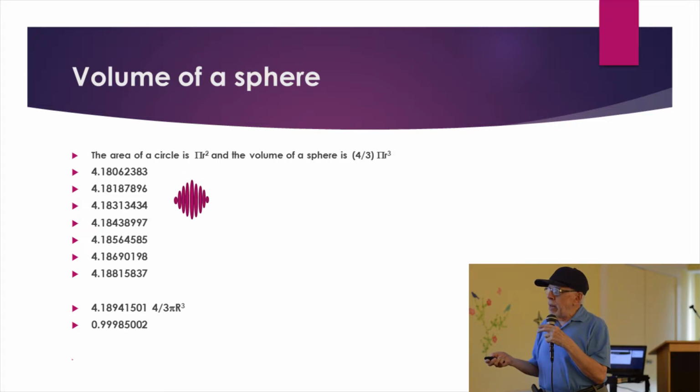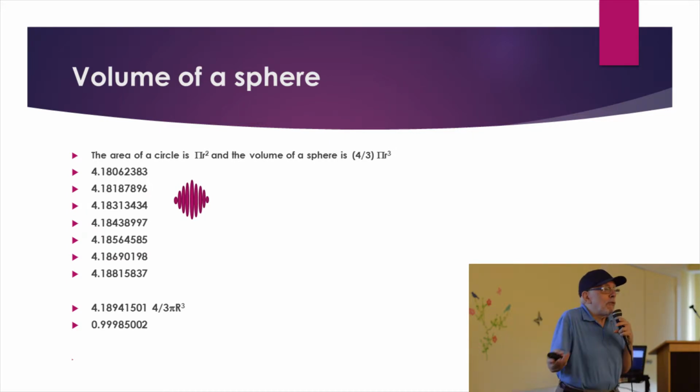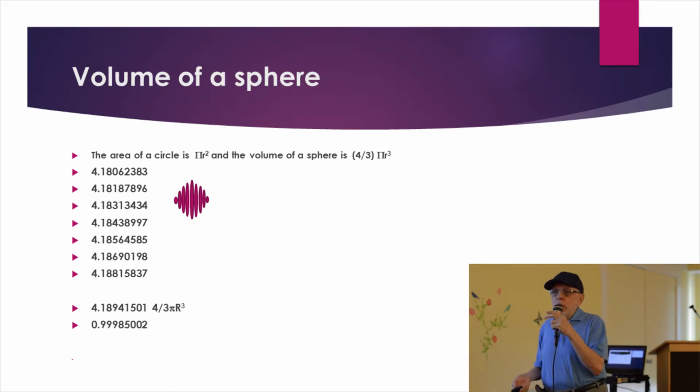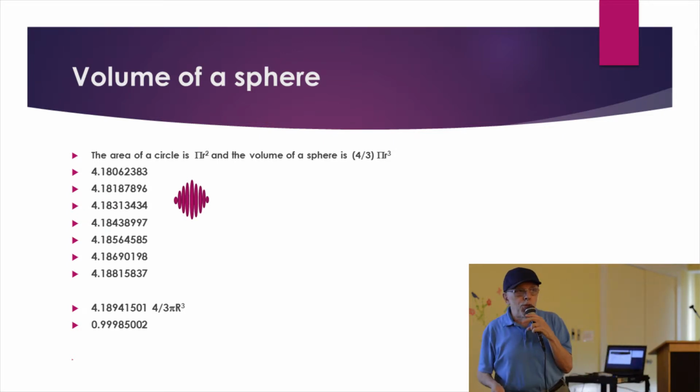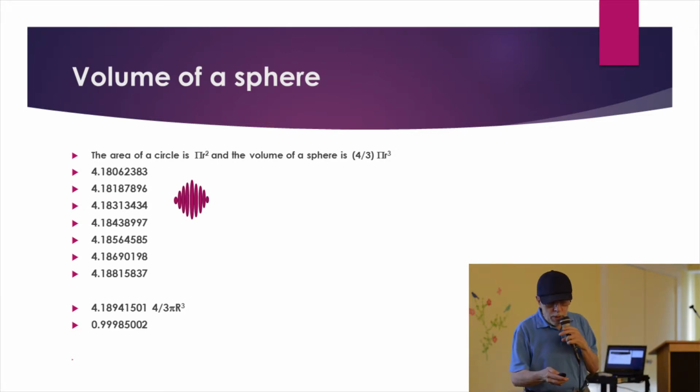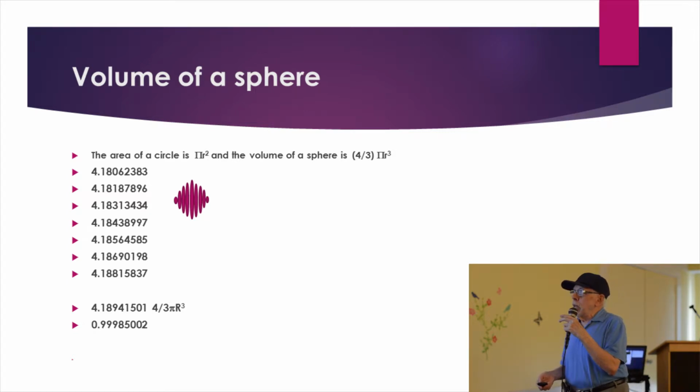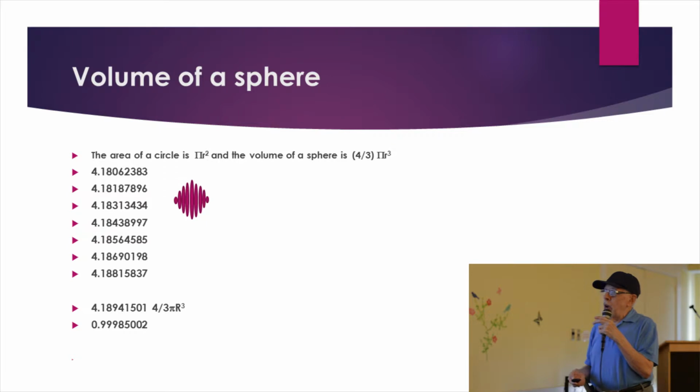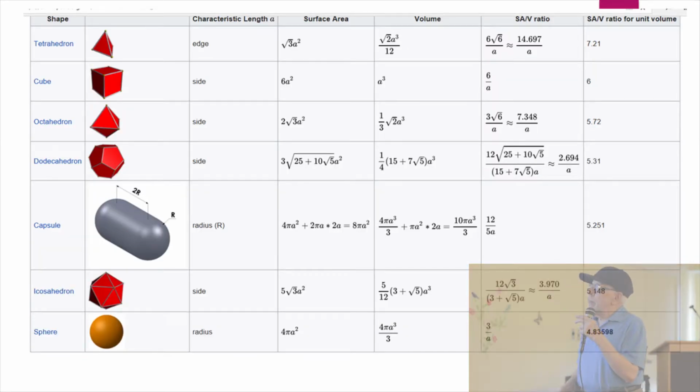Dividing that by the actual number I got gave a value very close to 1. It wasn't perfect, but it was pretty good. So we know the volume of the sphere is 4/3 pi r cubed, and from that you can derive the surface area of the sphere is pi r squared. So here's the interesting thing.